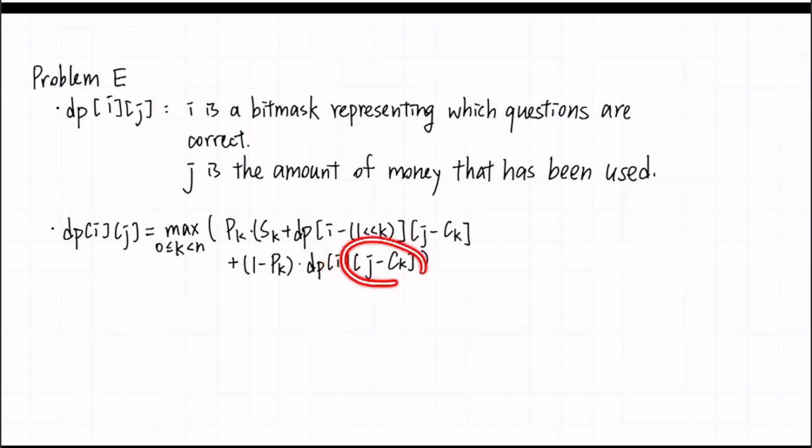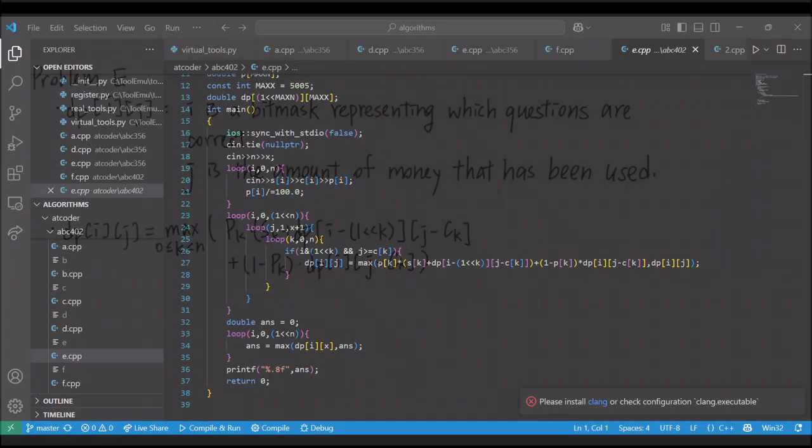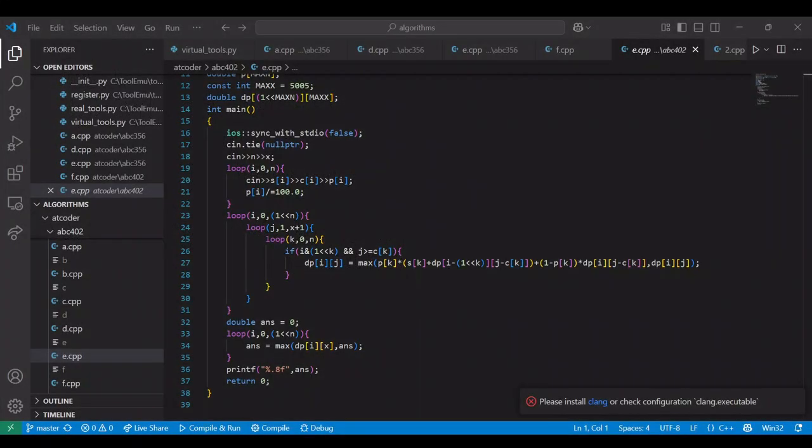And then, however, even if we get the problem wrong, we still need to pay a ck amount of money to make the submission. So this will come from the amount j minus ck, since previously we only spent j minus ck amount of money, but now we spend j. So let's look at how to implement this.